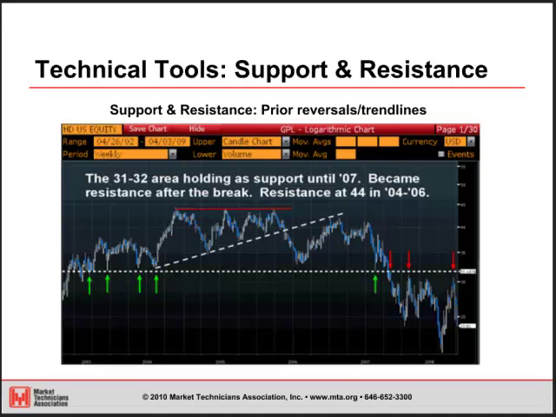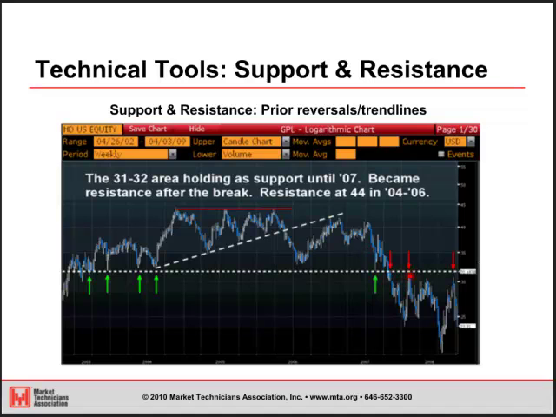So, support and resistance: prior reversals or trend lines. Here, looking at a multi-year chart of Home Depot, that $31 to $32 area tended to be support for quite a number of years. We saw here in 2003 a number of times that once you got down to 31, 32, it held. You saw it get close but not quite there in 2006, and then again in late 2007 before breaking. And here, that same polarity reversal: once it broke, that same level served as resistance here, and again in 2008.